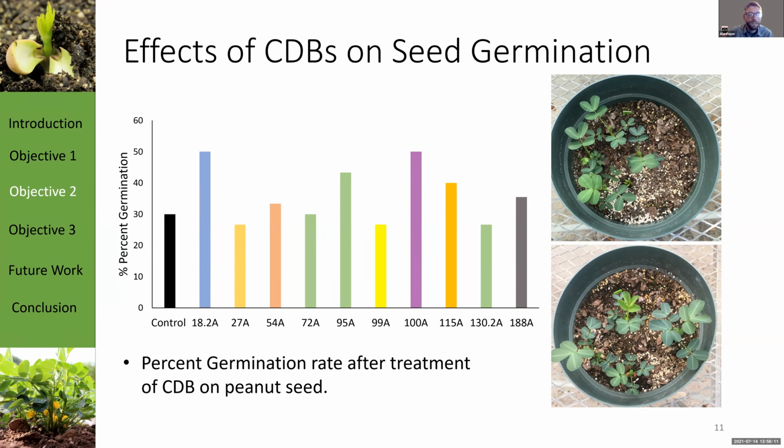However, we need to repeat these again and fully understand this. Also, you can see our germination rate is relatively low. This could be due to the greenhouse growth conditions. However, with that, we still had an increase in actual germination due to the CDBs.